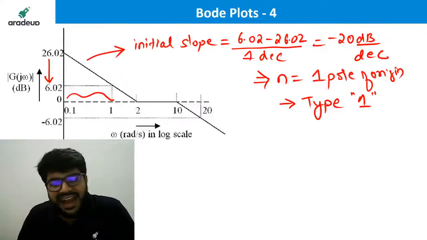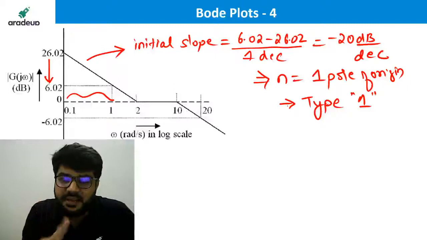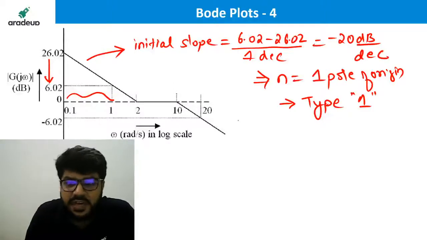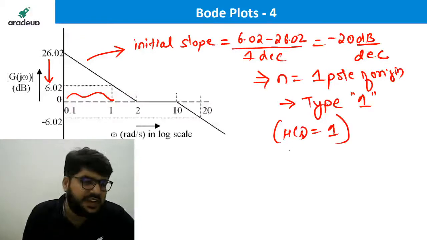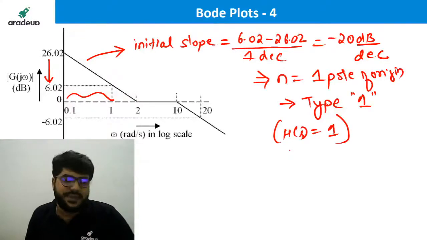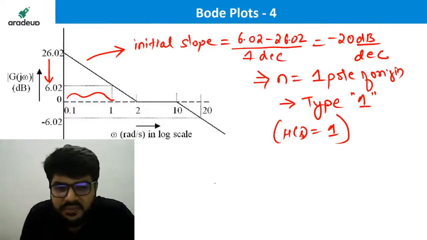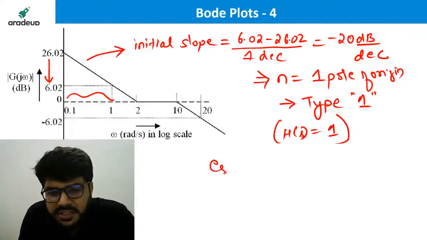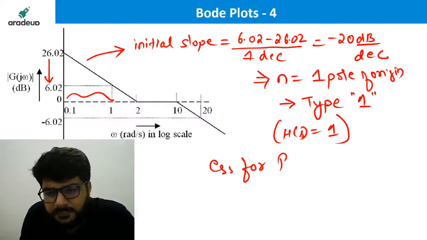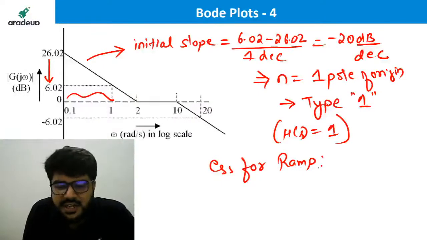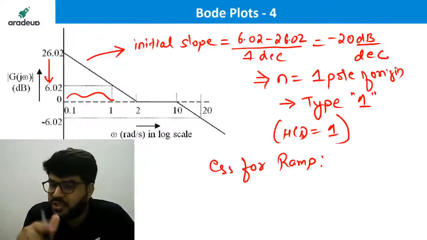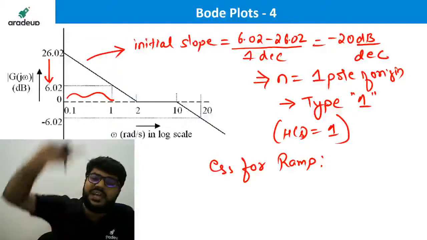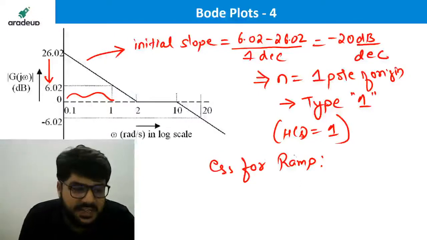And why? Because the type is defined as the number of poles of G(s) at origin if the unity feedback is there. Remember, type is defined considering unity feedback. So for clarity, in the question unity feedback is given. It is a type 1 system. So the question is asking steady state error for ramp. Steady state error for step, if asked, is 0 because it is type 1, and for parabolic infinity. Remember your steady state error class conclusions.